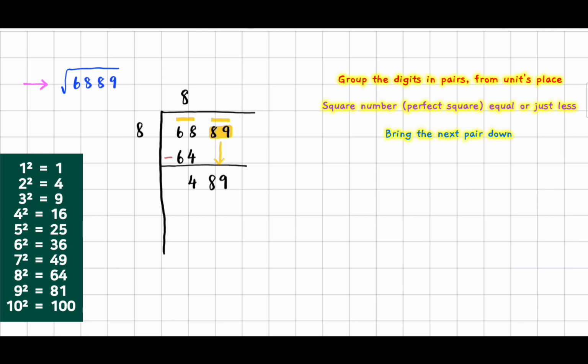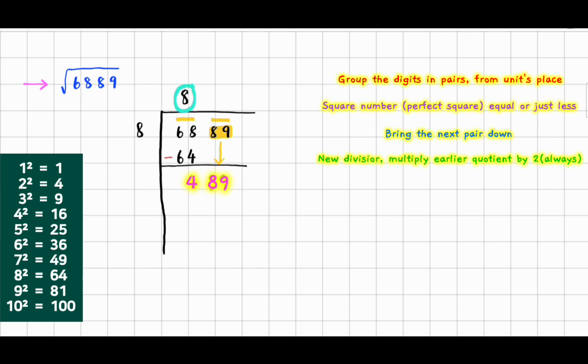So we have completed 3 steps so far. First, we found the pairs from the right. Second, we found the square number and wrote a square root here left and top. And then we did regular division process. Third, we bring down the next pair. Now the fourth step is to find the new divisor.